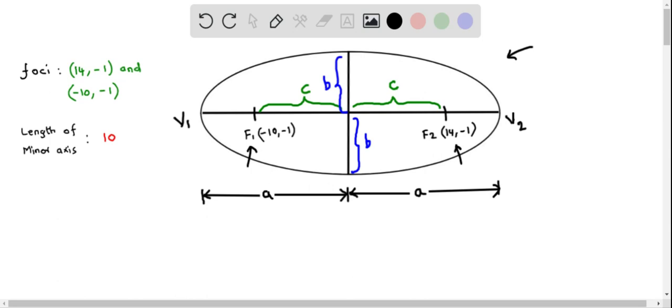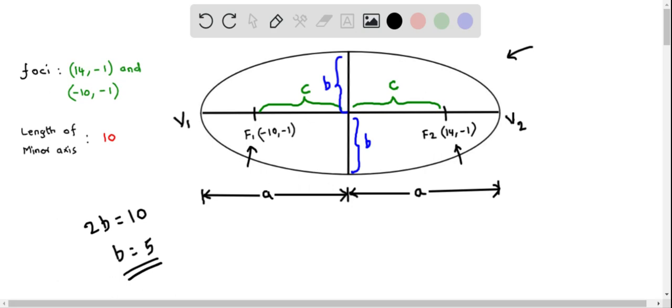And we are also given the length of the minor axis is 10. According to this ellipse, 2b is the length of the minor axis, that is, this total length is 10, so we can determine b from this. b equals 10 by 2, which gives 5.